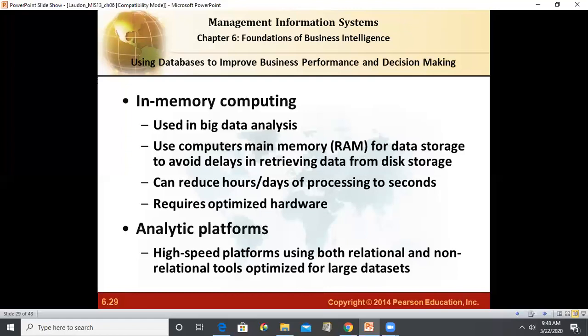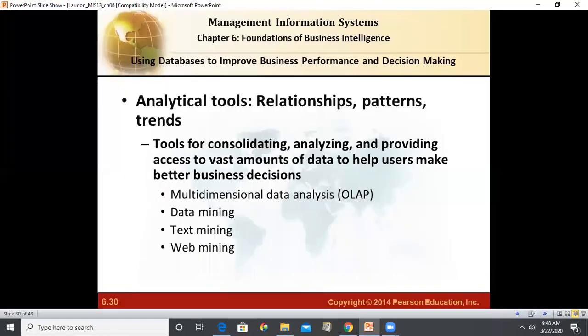Now, commercial database vendors have developed high-speed analytical platforms which use both relational and non-relational tools optimized for large data sets. What are those? These analytical tools analyze relationships, patterns, and trends. They are tools for consolidating, analyzing, and providing access to vast amounts of data to help users make better business decisions. What are those? As I mentioned, multidimensional data analysis, data mining, text mining, and web mining.